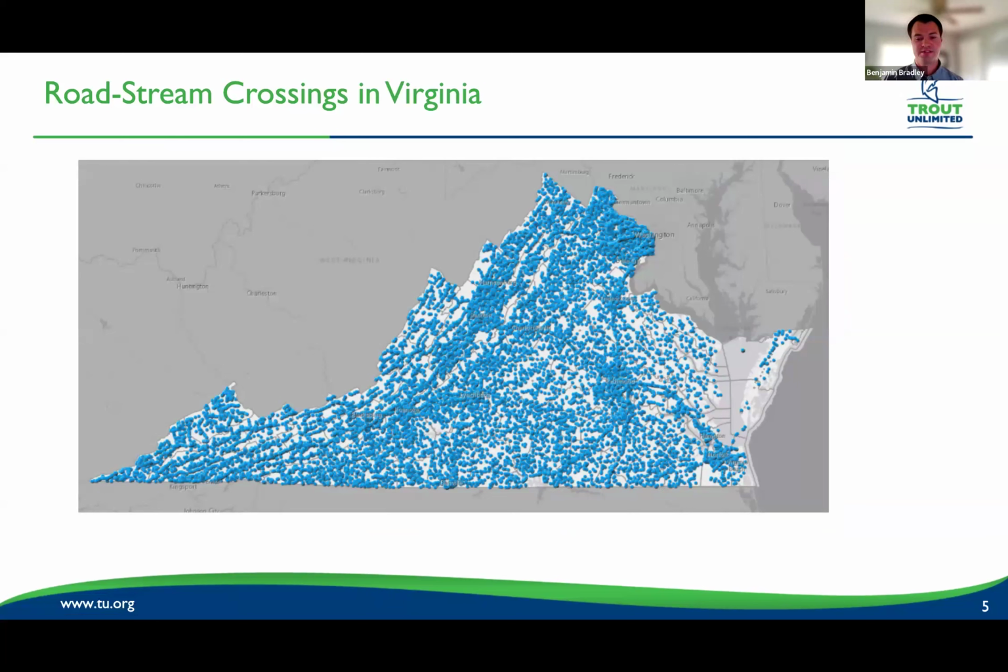This nice little map is provided by VDOT. Here in Virginia, VDOT has over 30,000 road stream crossings that they manage, and that's just VDOT. Those are all the blue dots on this map. That doesn't account for road stream crossings that are managed by other public agencies, such as DWR or localities like the county of Roanoke or Fairfax County, or road stream crossings that occur on private lands. So if we're thinking big picture in Virginia, there's probably over 50,000 road stream crossings.